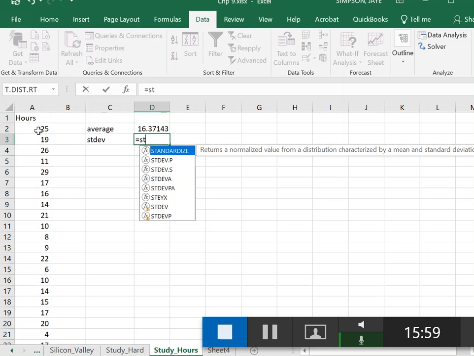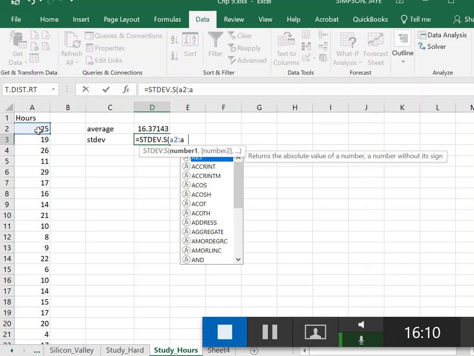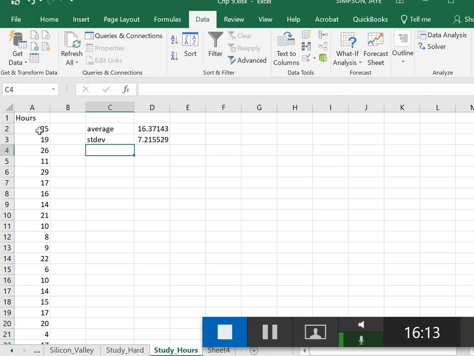I can also calculate the standard deviation. Remember, we've done this before too. So we're going to use standard deviation, and don't forget to use the .s because that's for the sample. Again, I can say A2 through A36, and then we get our standard deviation of 7.215529. Now, I'm just going to type this in here. N is 35, just so that we have that to remember. So now I can calculate my t-test with 34 degrees of freedom. Remember, the degrees of freedom are always the sample size minus 1, so 35 minus 1.